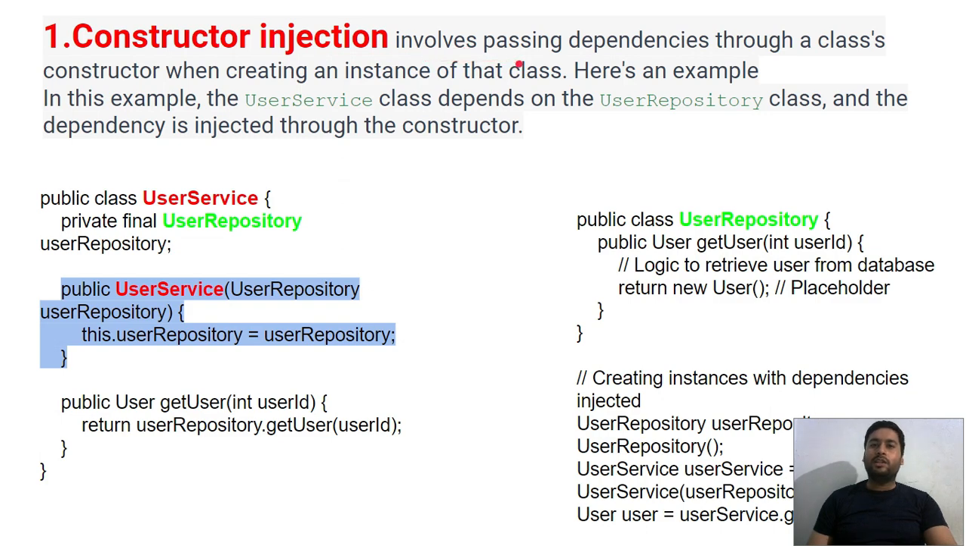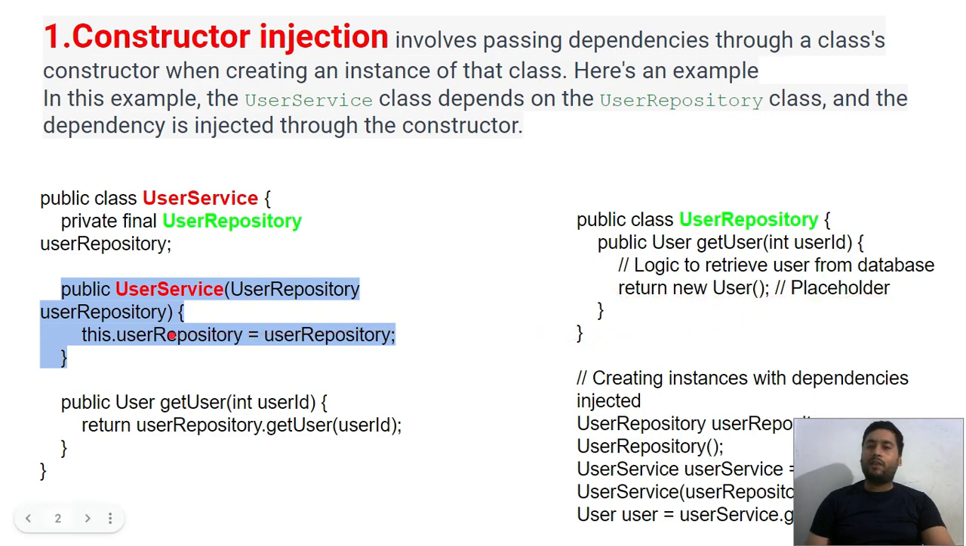So if you see here, we have constructor injection, which involves passing a dependency through a class's constructor. Whenever you pass the object with the help of the constructor, that is called constructor injection. Here is the example: the UserService class depends on the UserRepository class, and the dependency is injected through the constructor. This is the UserService we have designed here, and this is the UserRepository. The UserRepository has one method called getUserByUserId, with logic to retrieve a user from the database and return a new user placeholder.